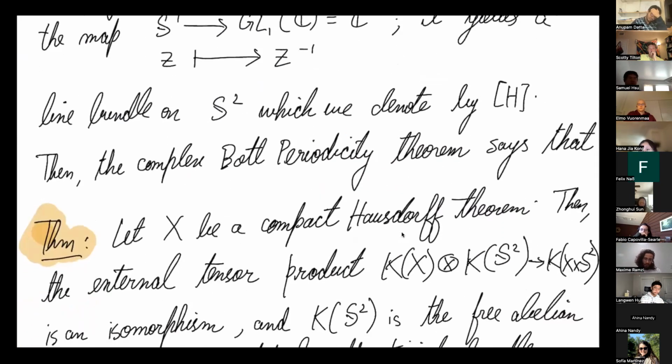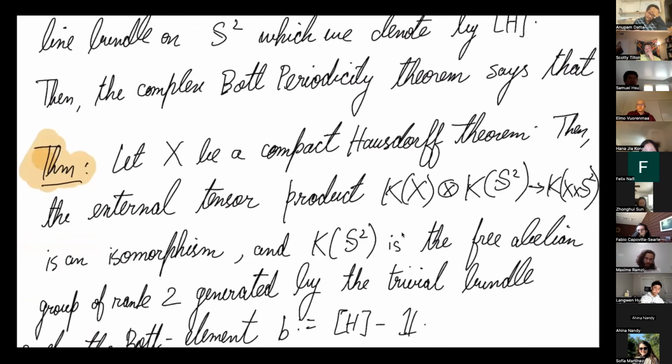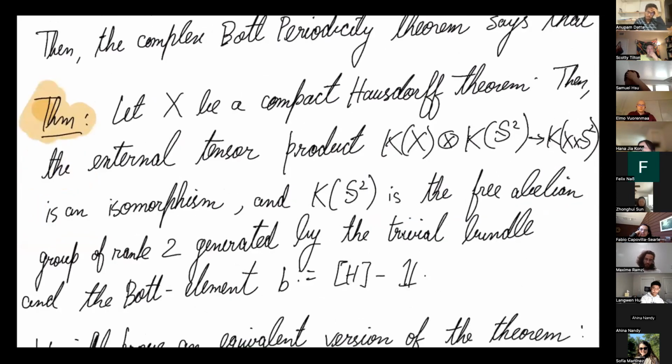And then the complex Bott periodicity theorem is going to say that if you take the external tensor product of K(X) and K(S2), where X is any compact Hausdorff space, you could take this map which maps into K(X × S2), then this is an isomorphism. And moreover, the K group of S2 is nothing but the free abelian group generated by the trivial line bundle and the Bott element, which I define as H minus the trivial line bundle.